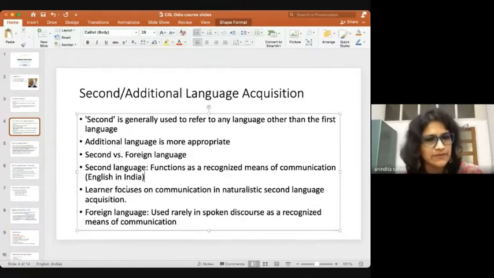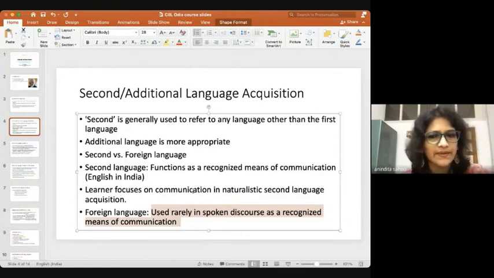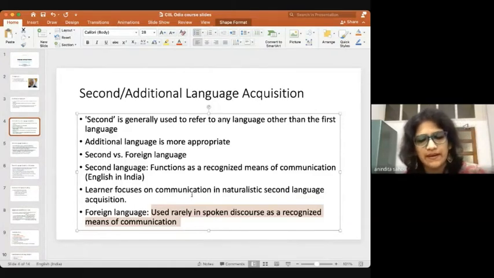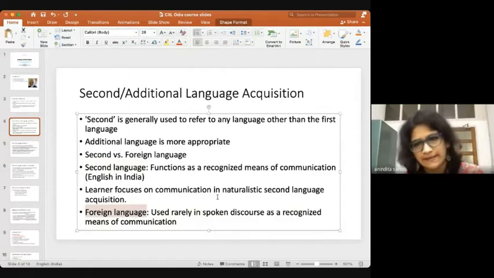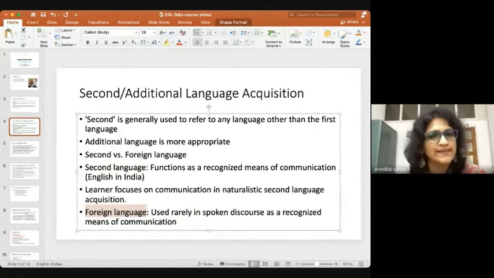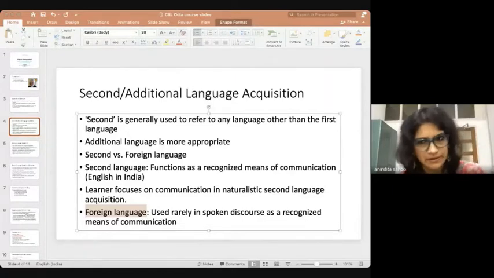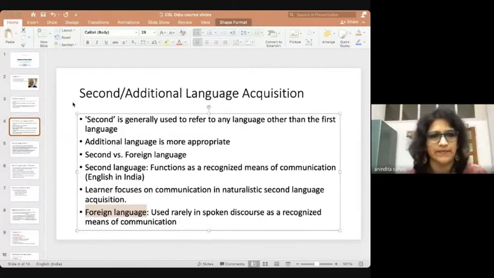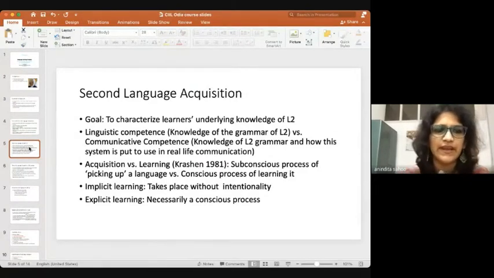And the difference with a foreign language is that it is rarely used in spoken discourse as a recognized medium of communication. Considering the target group in this particular discussion, our children are not going to be under this category, neither are they in the other category. So Odia is definitely not a foreign language to them, and Odia is definitely not the second language to them either. So we need to find a balance when we approach the learning methodologies or strategies for them.